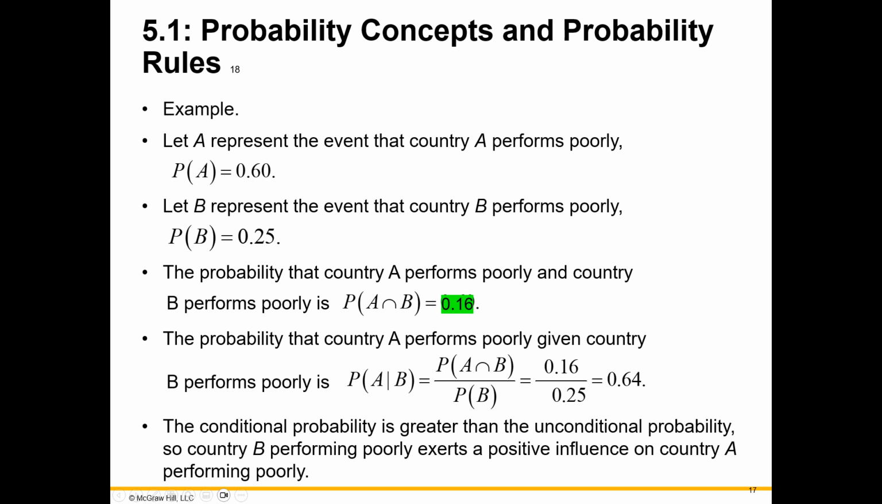And what we're saying here is that while country A has a 60% chance of having a poor economic period, if country B also has a poor economic period, the chance of country A going into decline increases from 60% to 64%. And here, that gives us statistical proof right here that country A and country B exert influence on one another. When one country has a bad economic period, it leads to an increase in the chance that the other country will have a bad economic period. Country A was only at 60% by itself, jumped to 64% now that we know that country B is going to perform poorly.